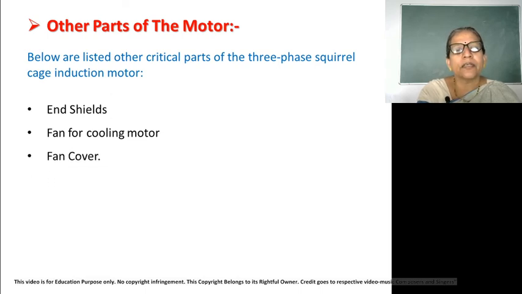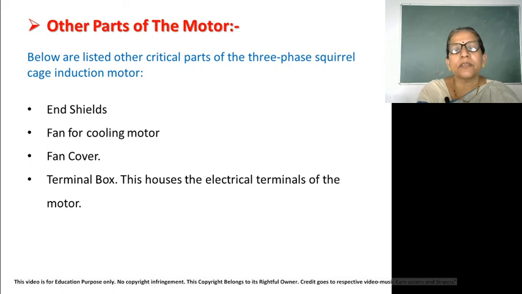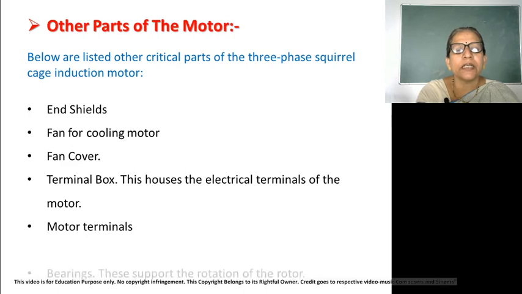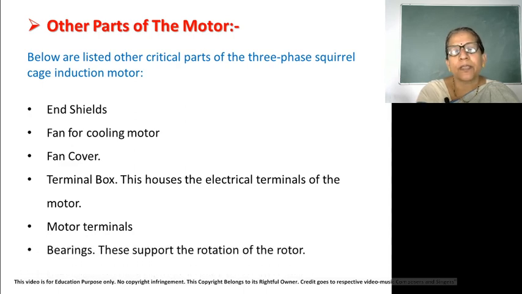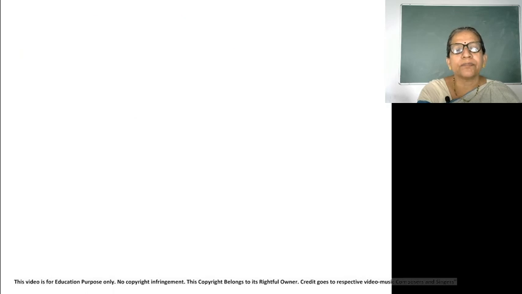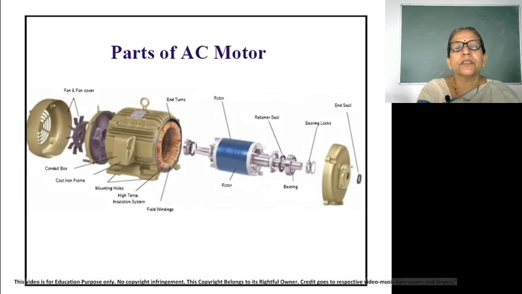Then next is the fan cover. Then the terminal box, which houses electrical terminals of the motor. Then motor terminals for connections of the stator if it is a squirrel cage induction motor, and if it is a slip ring induction motor, terminals will be available for both the stator and rotor. Then the bearings. The bearings are giving support to the rotation of the rotor, a smooth rotation without any friction. So I have shown here the parts of AC motor.